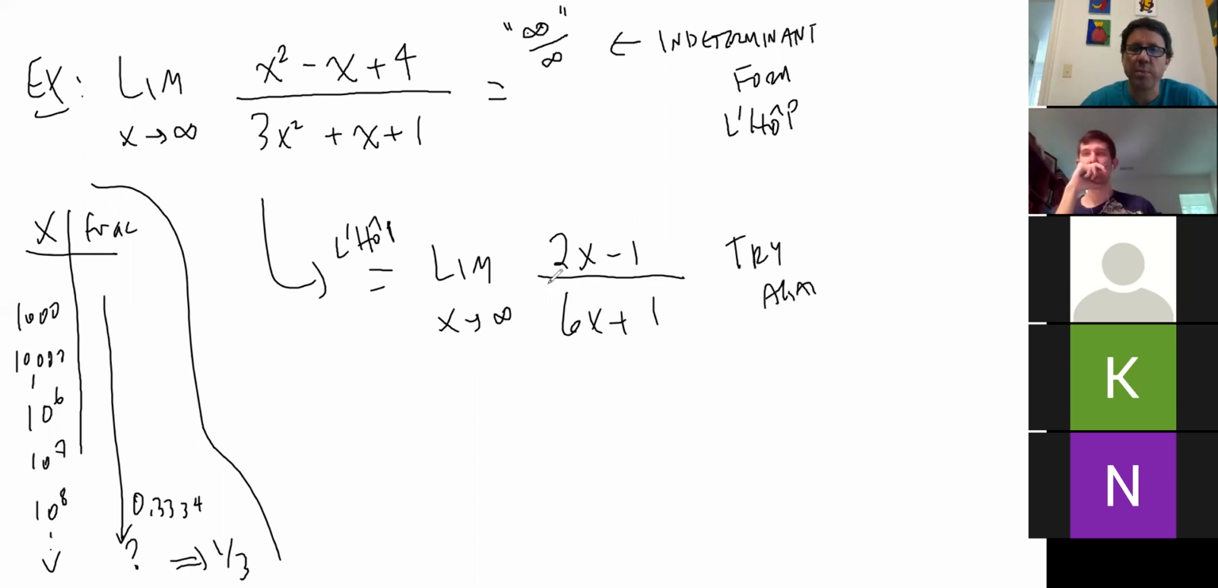So what happens to the top as you put in numbers that are getting bigger and bigger? Well, it's 2x, so it's going to get doubly bigger and bigger. The top's going to get really big. If you plug really big numbers into the bottom, it's also going to get really big, which looks like a really big number divided by a really big number, or the infinity over infinity indeterminate form. So you can do L'Hopital's rule again. L'Hopital's rule for the second time.